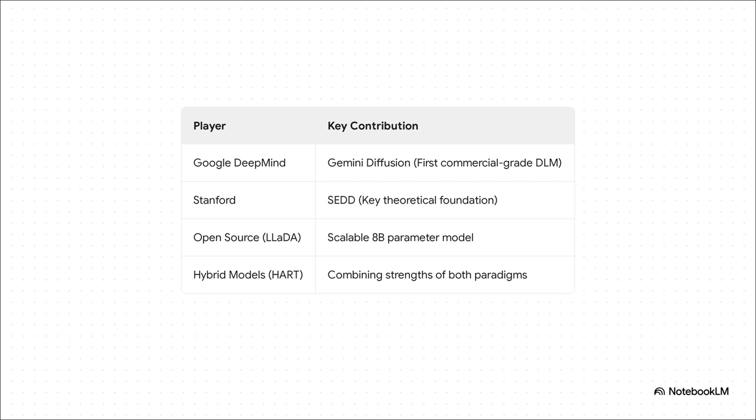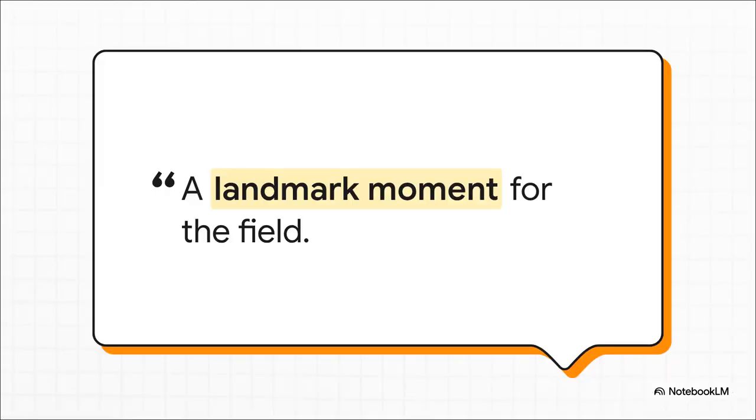But maybe the most interesting part? People are already building hybrid models that try to combine the strengths of both. And all this fast-paced progress is definitely turning heads. When Google's Gemini Diffusion finally caught up to the top autoregressive models in performance, a principal scientist there, Jack Rae, called it a landmark moment for the field. And that's a pretty clear signal that, yeah, this technology is absolutely here to stay.